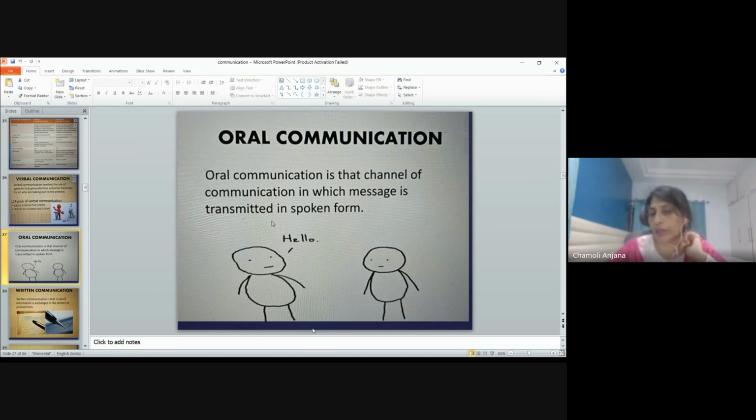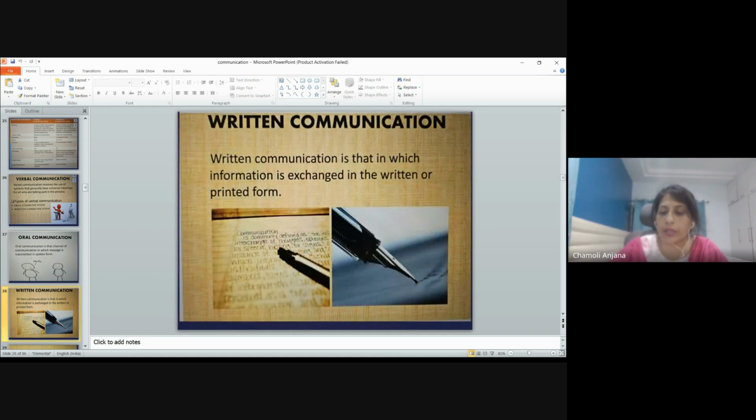Then we have written communication. Written communication is a communication where there is an exchange of information in written or printed form. This includes communication like circulars, emails, letters and reports. All these kinds of communication come under written communication.